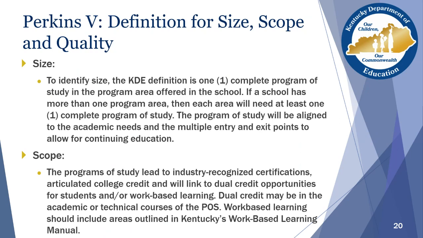As far as scope goes, this shows that your program of studies aligns to industry certifications. It may align to articulated college credit. It potentially will link to dual credit opportunities for students and/or work-based learning. Dual credit could be in academic or technical courses.